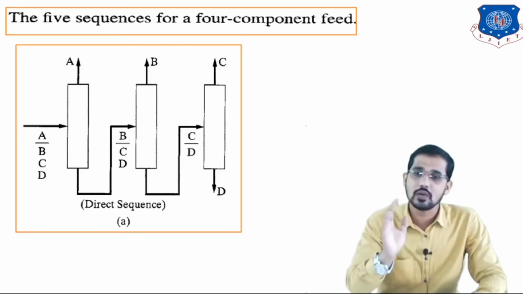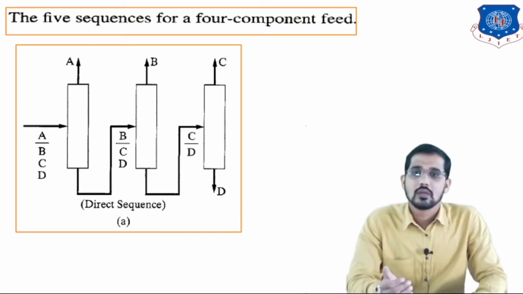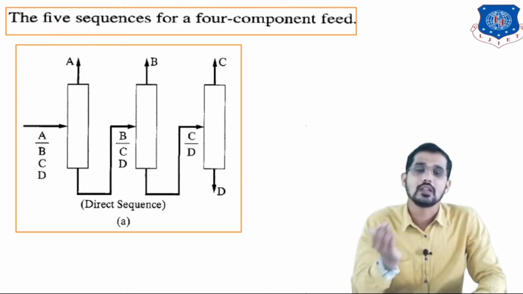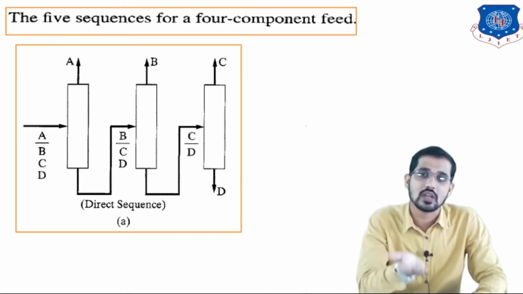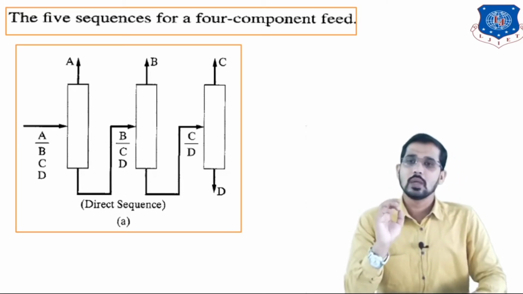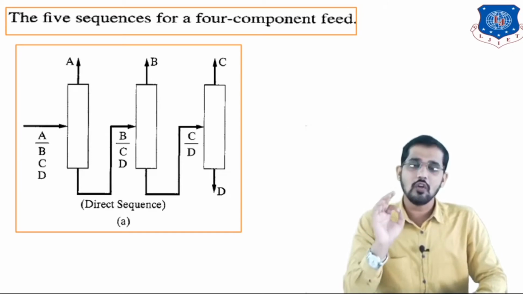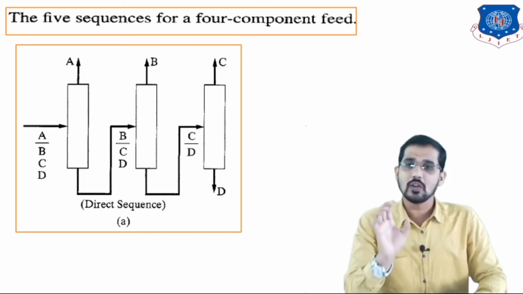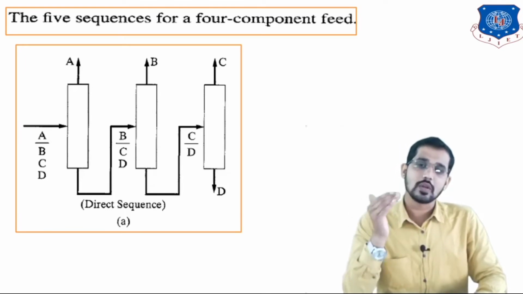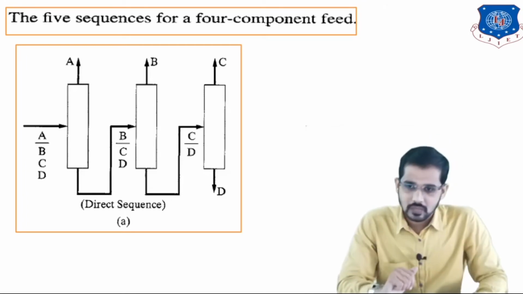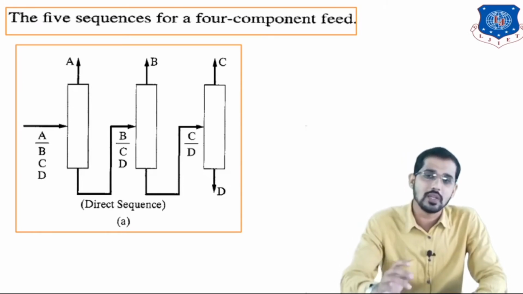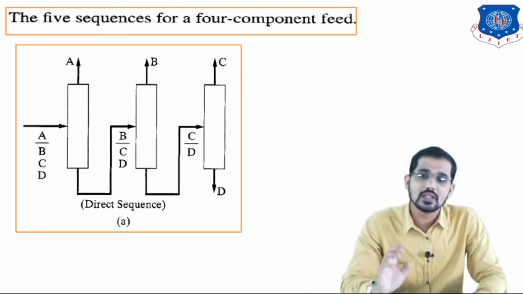So here the most volatile component, which requires minimum temperature for separation, we are separating in the first distillation column. That's why we can use the first distillation column at the minimum temperature, the second distillation column at a higher temperature as compared to the first, and the third distillation column at a higher temperature as compared to the first and second. So in the first distillation column we are separating component A from the mixture of A, B, C, D. Here the volatility order is that A is more volatile than B, B is more volatile than C, and C is more volatile than D. So we are separating component A from the BCD, after that component B from the CD, and after that C and D.